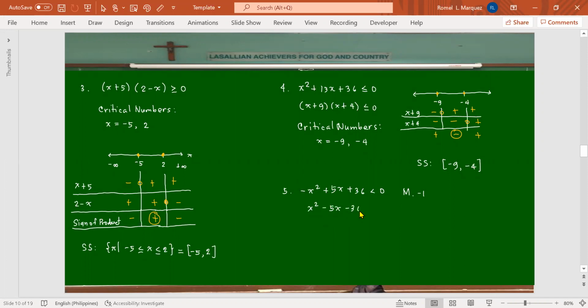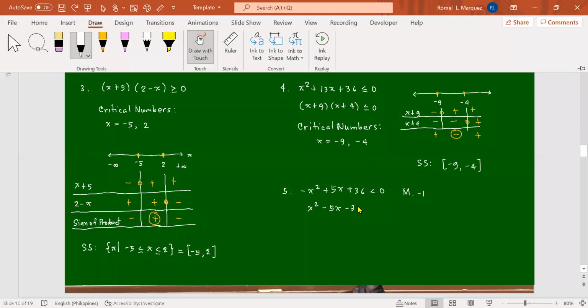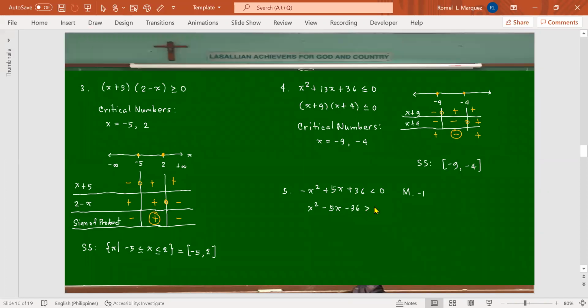Minus 36. What about the symbol? What happened to the symbol? It changed. It is now greater. Why is it now greater, children? That's the rule. Multiplying or dividing by a negative will reverse the symbol of inequality. Is that clear?